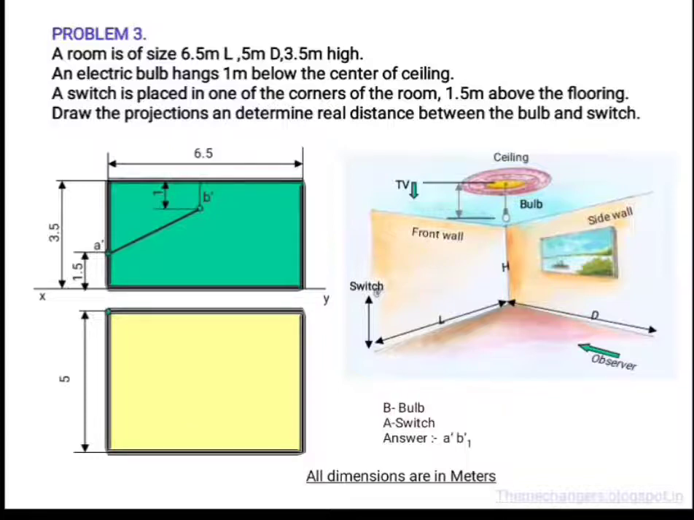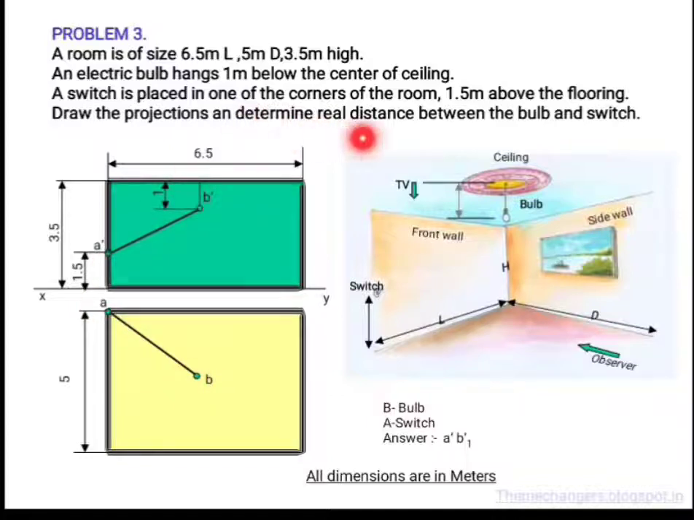Now an observer looking from the top can see the point A. Here I am marking the point A in this corner. Now I am marking the center point of the room in the plan here, and this point will be the point B. Now I can join point A and B, which will represent the plan of the line joining the switch and bulb. Now we have the elevation and plan.